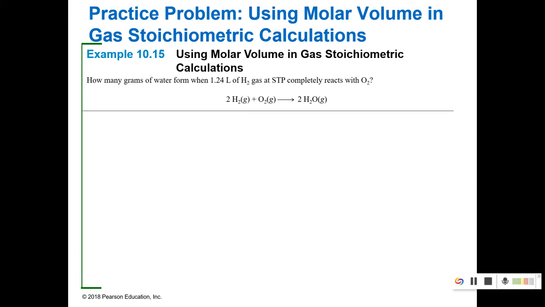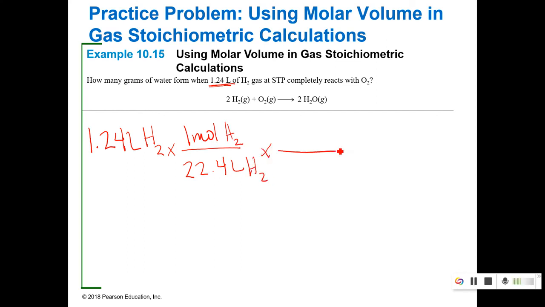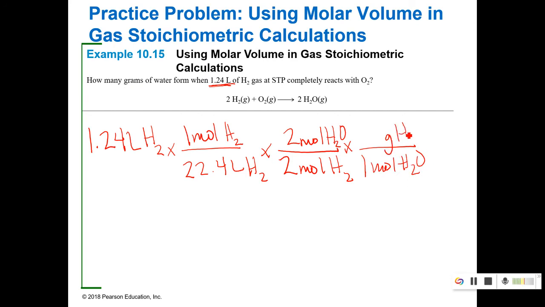All right, now we're using molar volumes for this. So the only volume I have here is this 1.24 liters. That's the only given I have. That's of hydrogen. So I can get to moles because I know that there's 22.4 liters in 1 mole. So then we do our mole ratio. 2 moles of H2 is 2 moles of water. And then 1 mole of water, 1 gram of water is 18.02. And I get 0.998 grams of water.